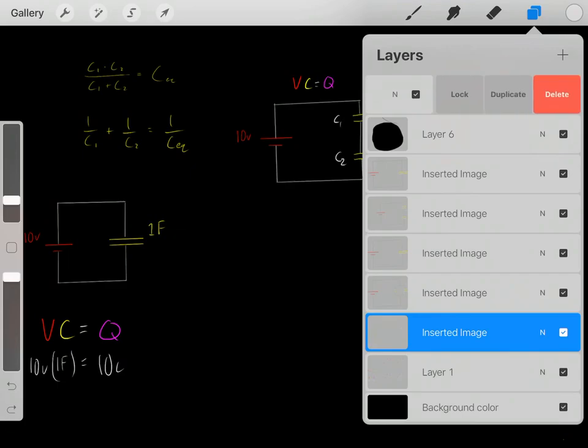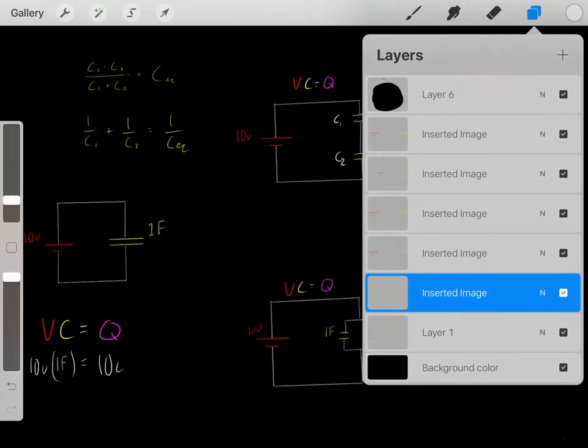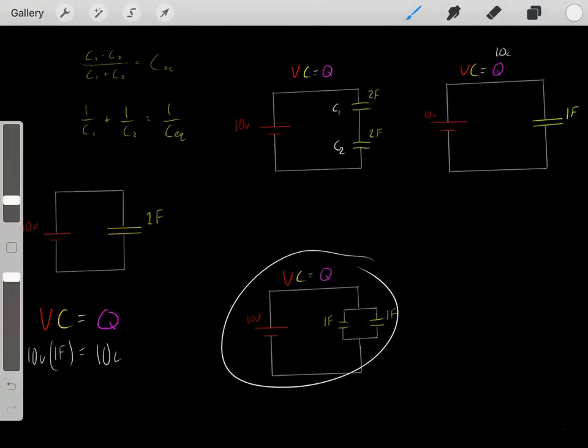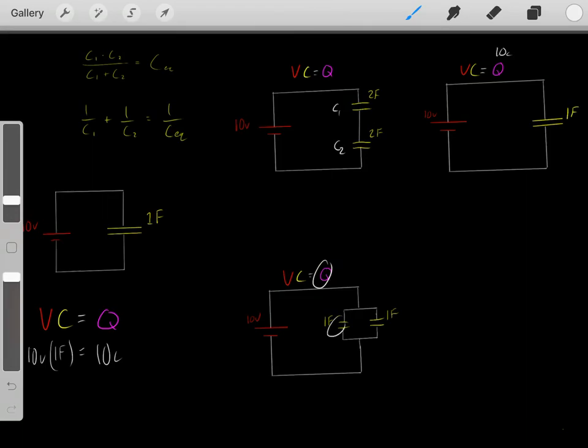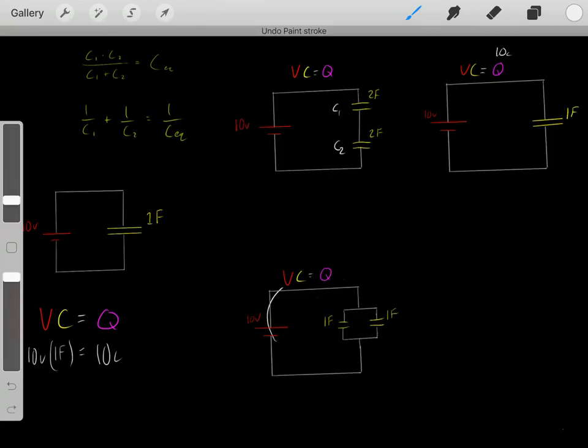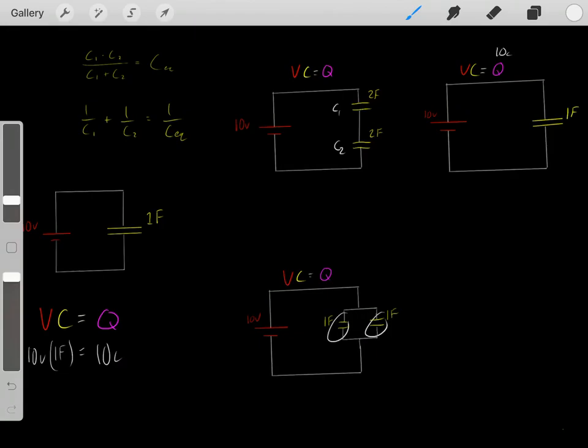Now let's do a different example. Let's say we have this circuit, and we want to find the charge stored on these capacitors. How do we do that? Well, again, we just use this equation. If we know the voltage of the circuit and we know the total capacitance of the circuit, we can determine the charge stored on the capacitors.